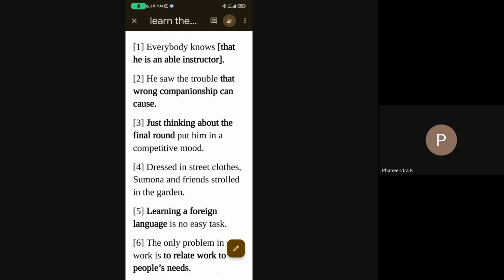He saw the trouble that wrong companionship can cause. If you have understood what I have been talking about, then try and answer this question. Tell me what type of subordinate clause it is. The clause is already marked for you. Just let me know what type of clause this would be. He saw the trouble that wrong companionship can cause.